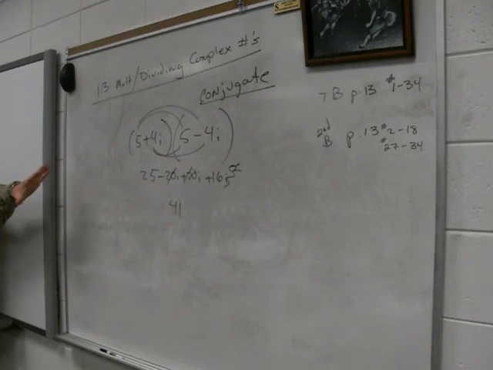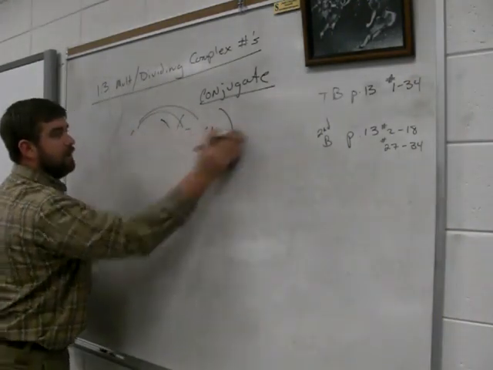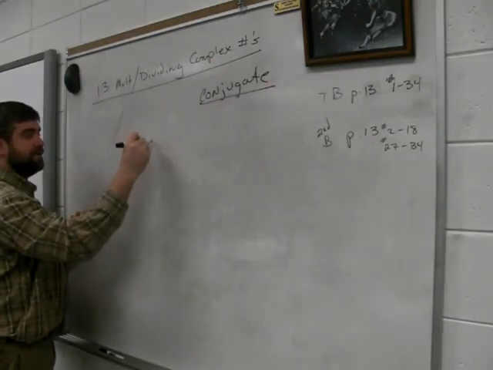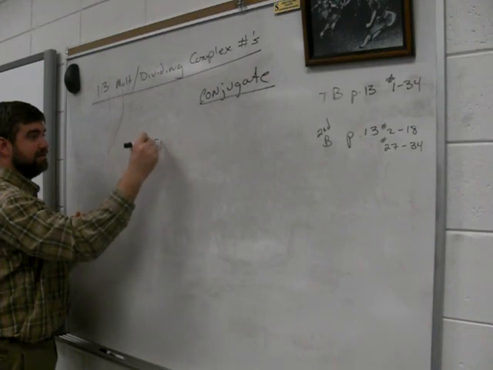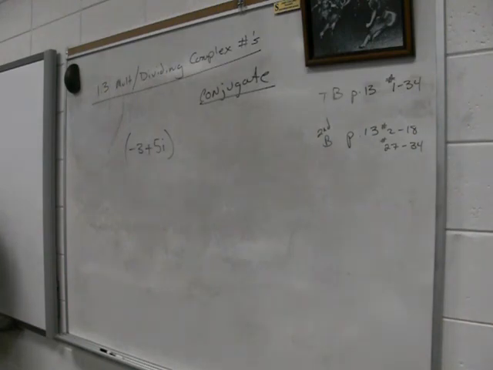All right, let's do another example. Any questions here on the concept? All right, let's do another. Negative 3 plus 5i. This one always messes people up. What is the conjugate to negative 3 plus 5i? Is the first one going to change and say 3 minus 5i, or is it not?